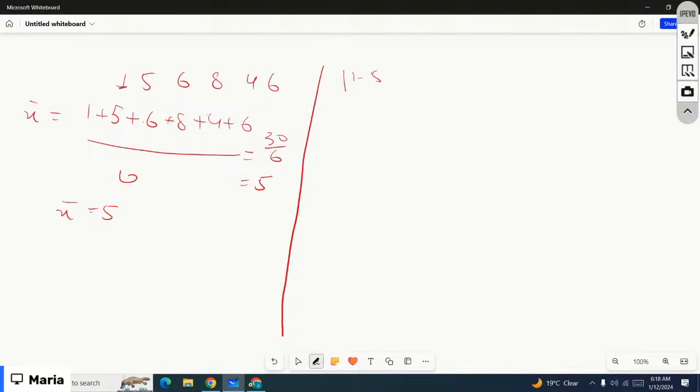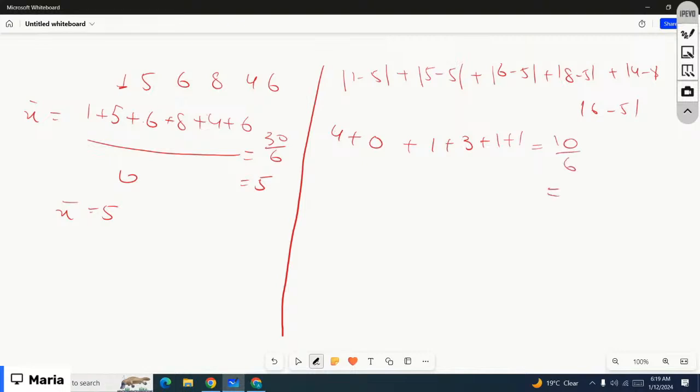The second step is you have to subtract the mean from every value. Start with the first one, 1 minus 5 and the absolute value, right? Then you have 5 minus 5 and absolute values. The next one is 6 minus 5, then 8 minus 5, then 4 minus 5, and you're left with the last one, 6 minus 5. Okay, 1 minus 5, 4. 5 minus 5, 0. 6 minus 5, 1. 8 minus 5, 3. 4 minus 5, 1. 6 minus 5, 1. And just add them, right? That is 10.